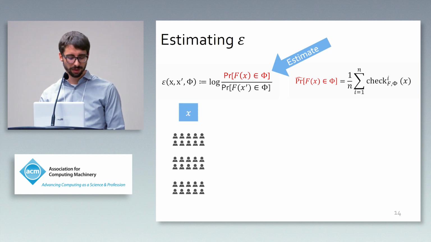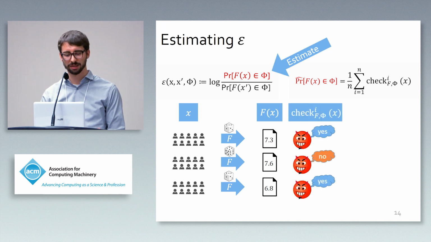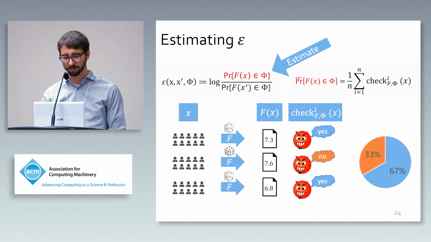So we start off with some database x. We run f of x many times. We get a lot of outputs, and we check if the attacker's check succeeds for these outputs. In this example, the attacker's check succeeds 2 out of 3 times, which means that our estimate will be 2/3.